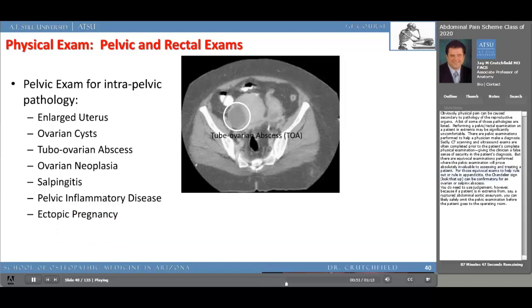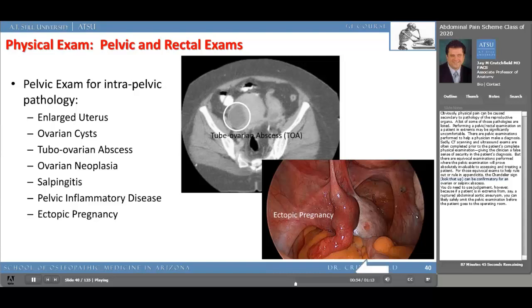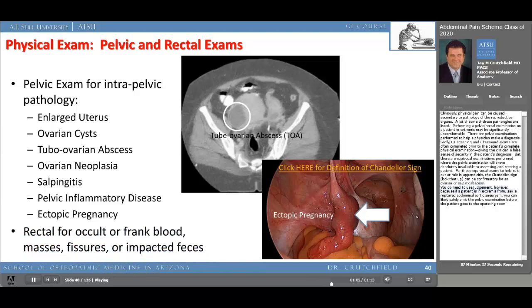Okay, now let's look at some diagnoses that fit this branch point of the scheme. We have a patient with abdominal pain. We've determined that it's an acute onset. It's localized to one of the four quadrants, and they have associated peritoneal signs. Let's go see what this could be.